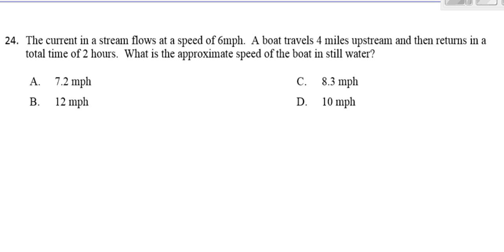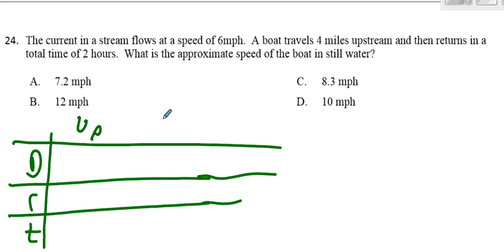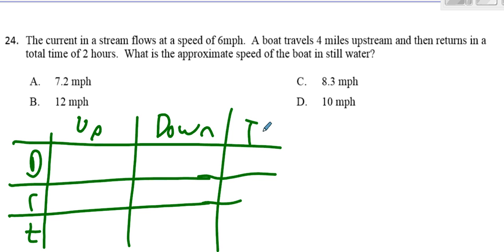So for this, we've got the boat problem, which is a distance, rate, and time. The stream flows at 6 miles per hour. The boat goes 4 miles upstream and then returns. So it's going upstream and downstream. And there's the total trip. What is the approximate speed of the boat in still water?